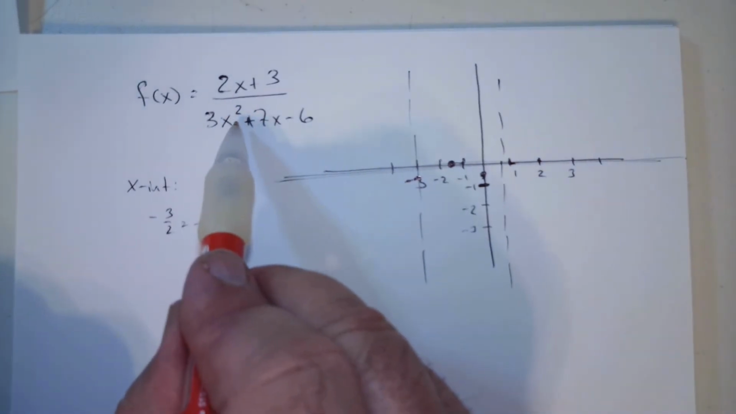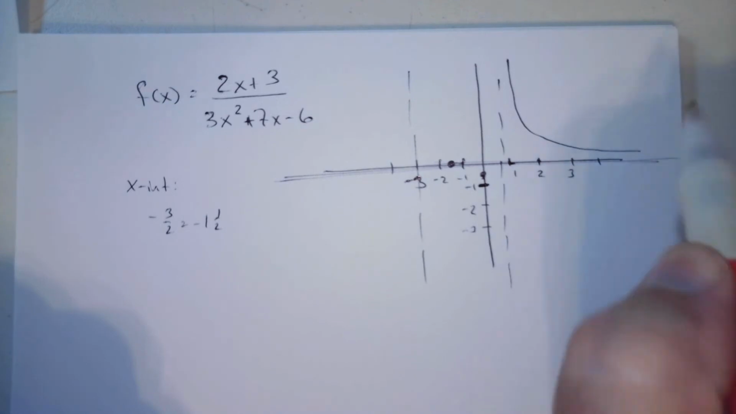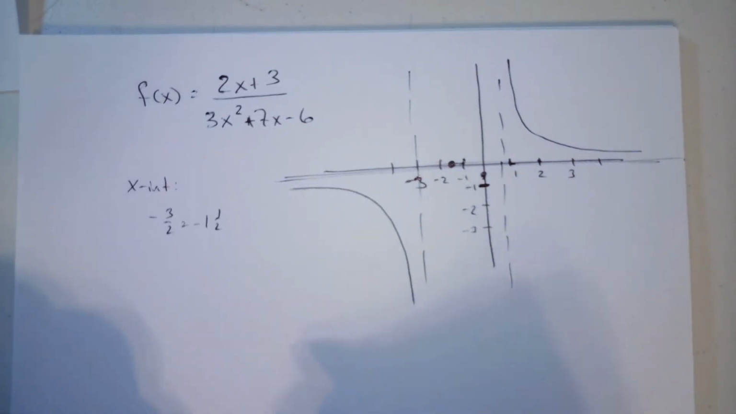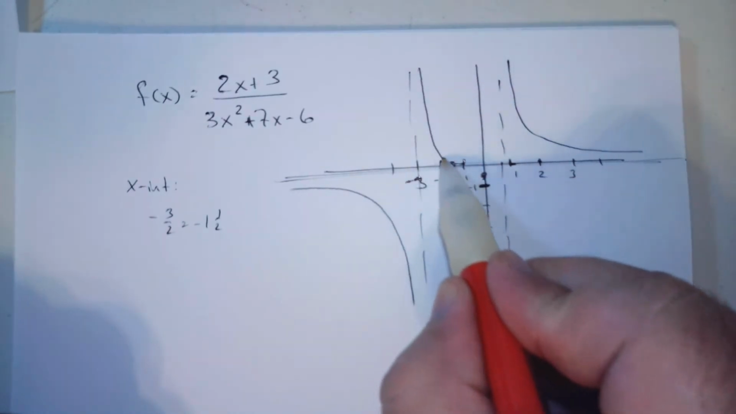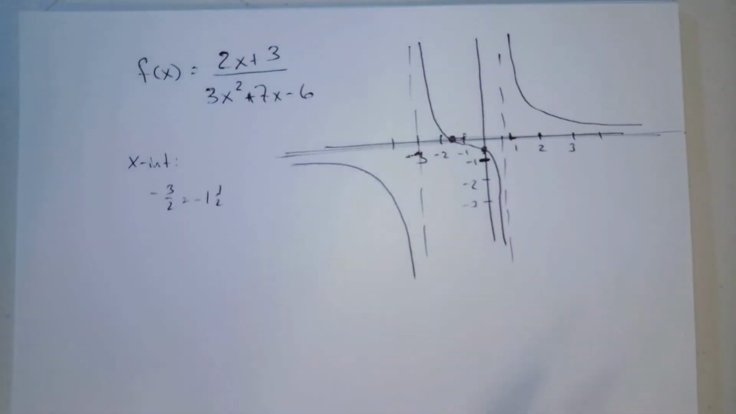So since it's an x squared, this is what these sides of the graph look like. Plug in some points and you'll see it looks like this. Alright, let's look at another one.